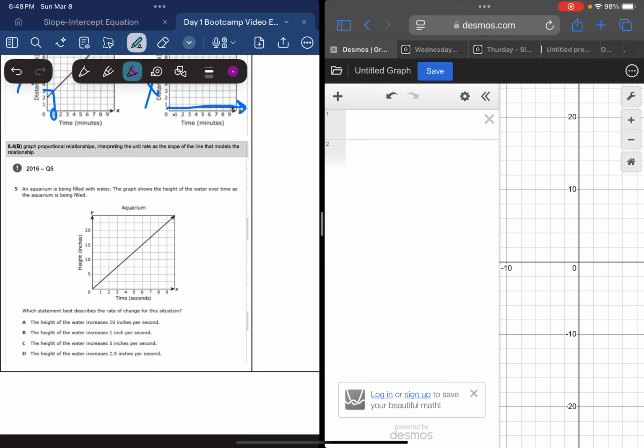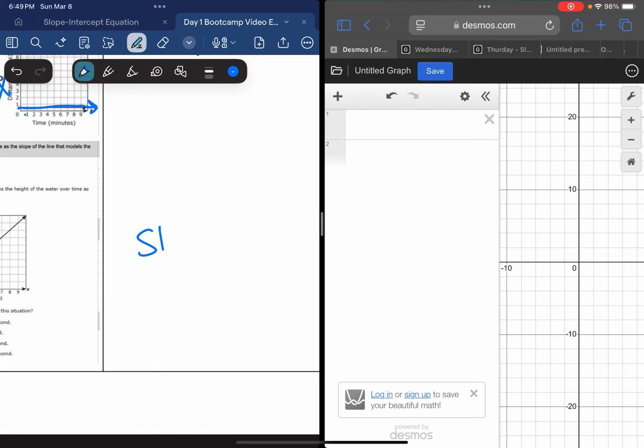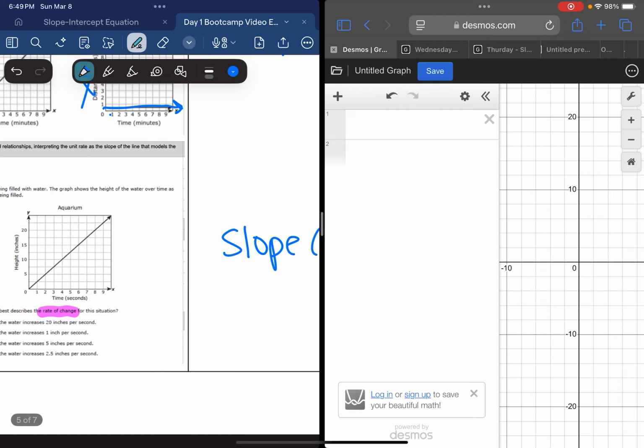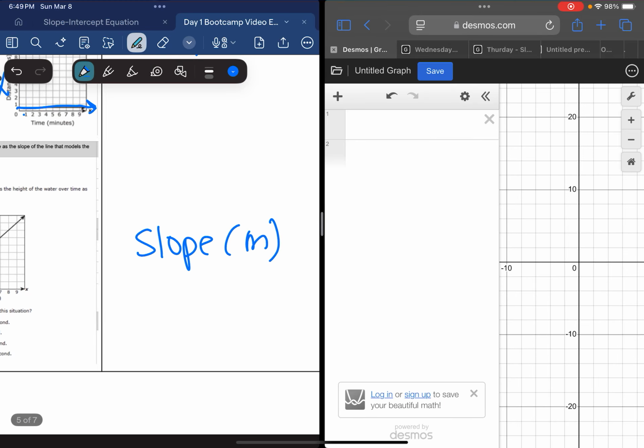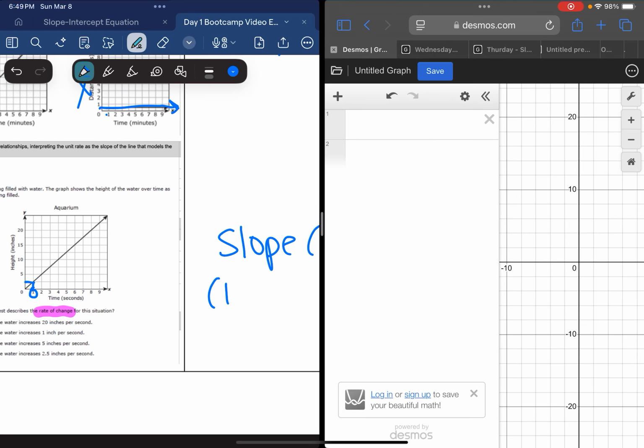The first thing is to notice that it says rate of change. Rate of change is just another word for slope, or m. Because this is a proportional relationship, we can just go to our 1, x equals 1, and see what our y value is. So our y value here is between 0 and 5, which would be half of 5 is 2.5. And that's how we can find our slope.